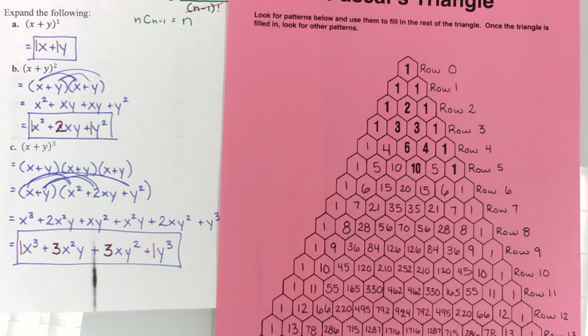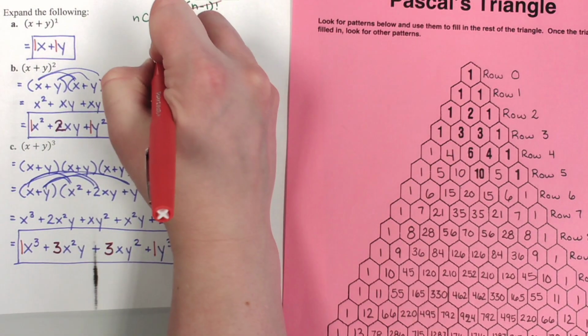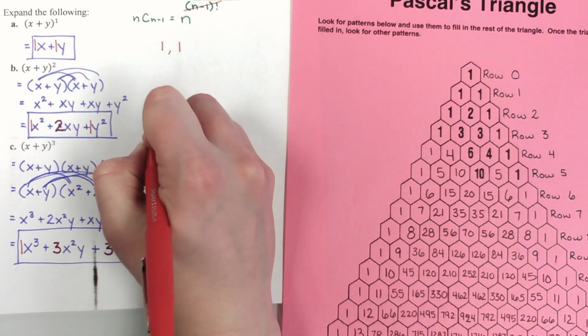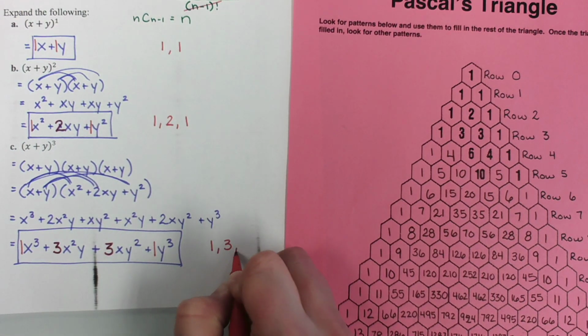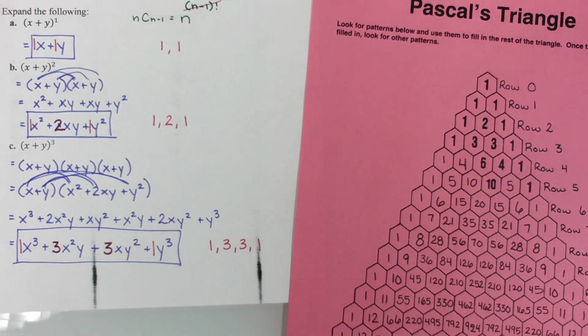Anyone see any connection as to why I'm emphasizing the coefficients? They correspond to the row of Pascal's triangle. This one goes 1, 1. This one goes 1, 2, 1. This one goes 1, 3, 3, 1.